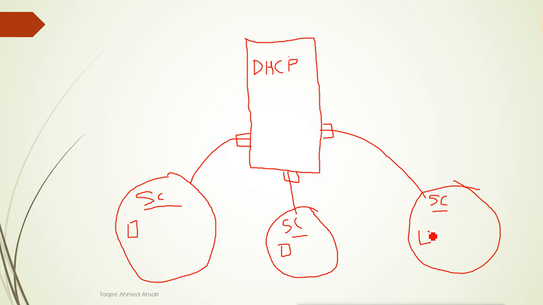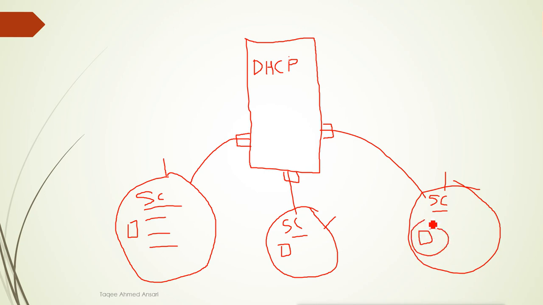So we can configure the scope options for each scope separately, because we have a different DNS server, a different time server, and maybe a different router also. Because these are different subnets, they will get different router addresses. So these scopes have different router addresses, and those options we will configure under the scope options.